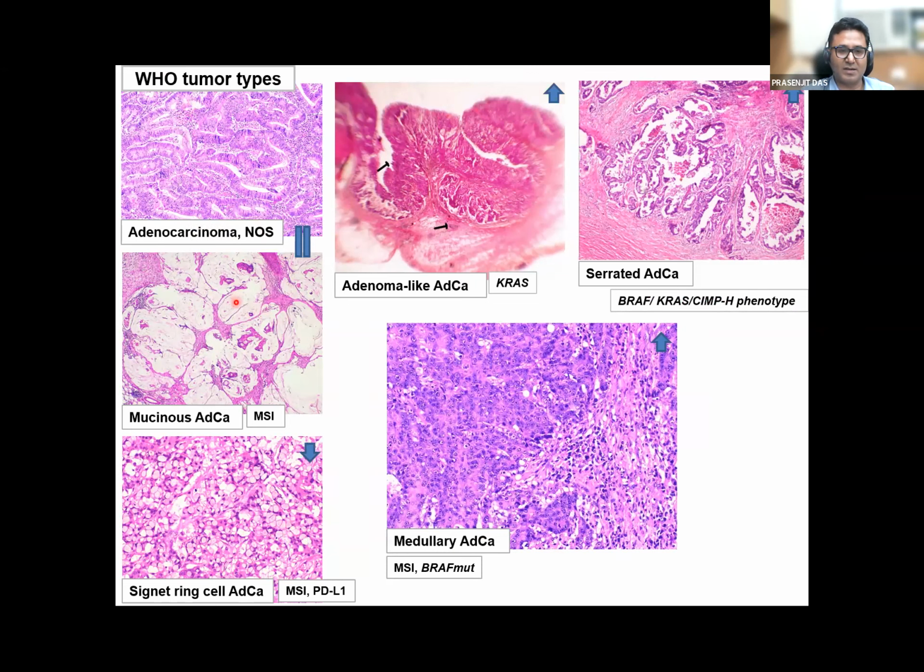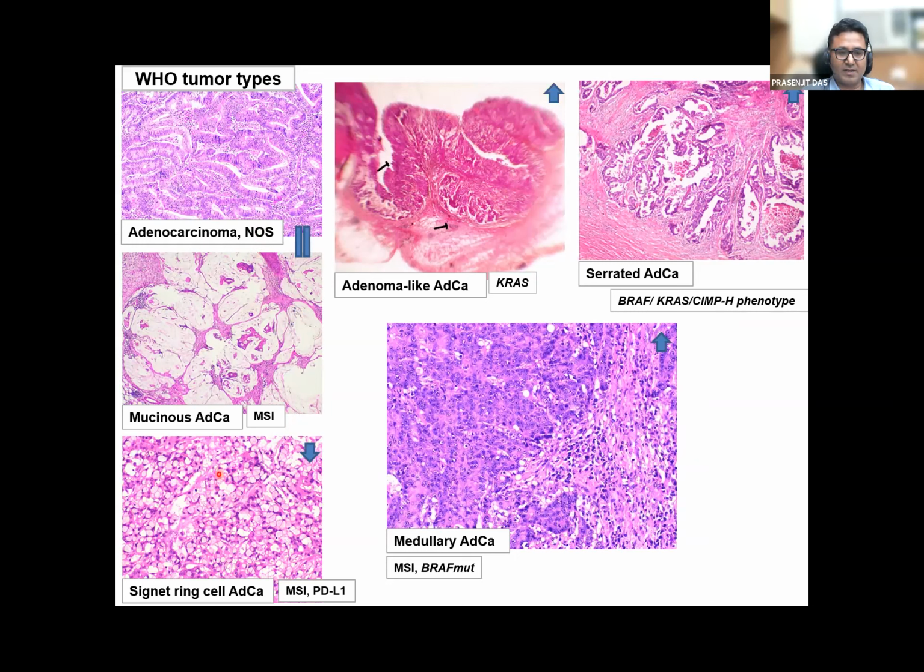And the other variant is mucin secreting adenocarcinoma. We see lots of mucin. But the criterion is if it contains more than 50% of the tumor area, we call it mucin secreting adenocarcinoma. Its prognosis is almost equal to the adenocarcinoma NOS, provided you do MSI testing. If it is MSI microsatellite unstable, then the prognosis is almost like an adenocarcinoma. However, if it is microsatellite stable, then it has a poor prognosis.